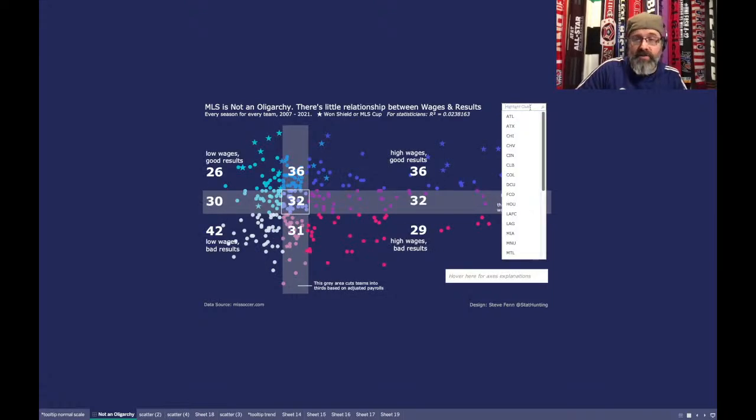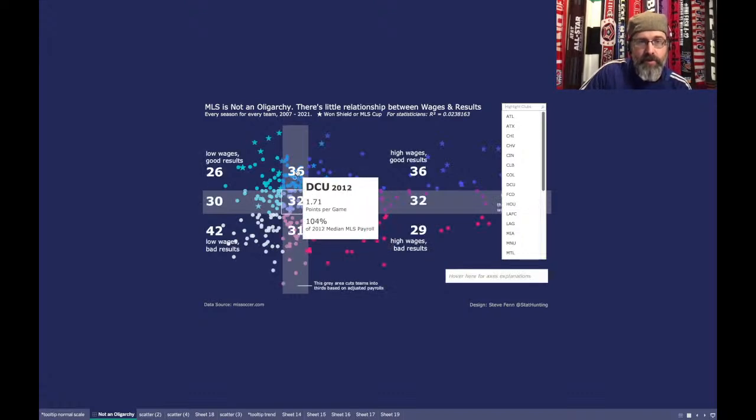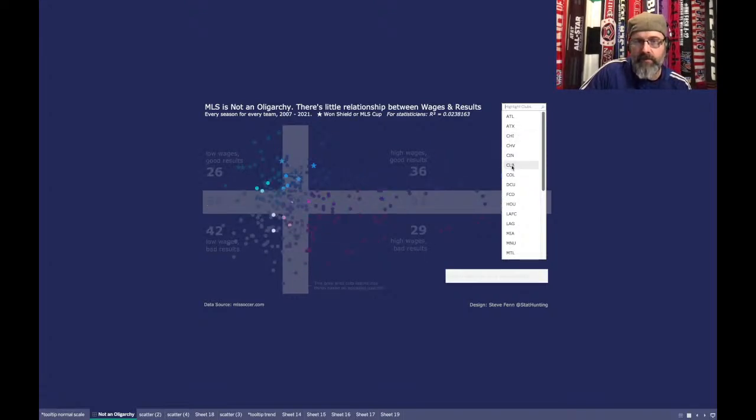Be another way to look at the history of a club. We could look at Houston, see they've never been in that top spending area, but there's also not much of a relationship between how much they spent and how well they did, although one of their biggest spending years was the one in which they got an MLS Cup, but it still was essentially league median wages. Columbus, pretty close to the same story.